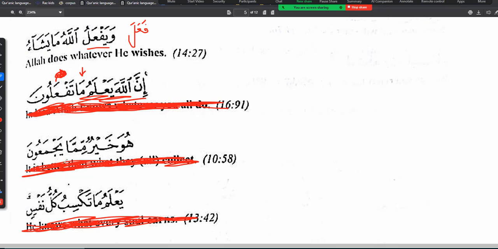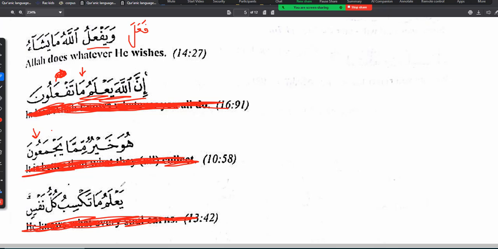Next, huwa khayrum mimma yajma'un. It is better than what they collect. Very good, mashallah. Which is the fi'l mudari in this? Yajma'un. What is the madi? Jama'a. Very good, jama'a yajma'u. And what is the pronoun? Hum. Hum yajma'un, like yaf'alun, it's yajma'un. Jama'a yajma'u. This is the fi'l mudari. Ya'lamu ma taksibu kullu nafs.